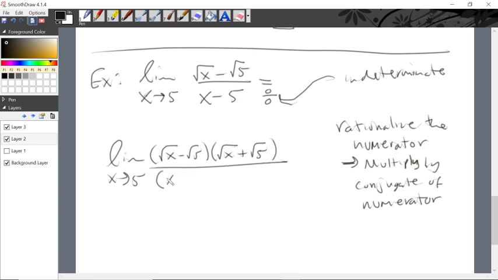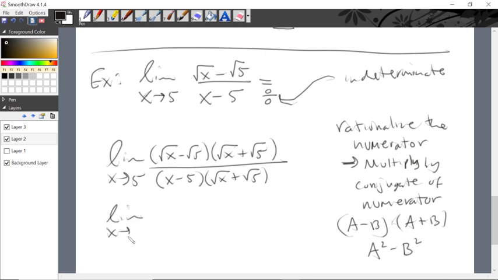And then we'd have to multiply the denominator by the same quantity. Right? So if we have an a minus b situation, we multiply by a plus b, because when we multiply those out, we get a squared minus b squared. The difference of two squares. So we'll do that right now. We'll multiply the numerator, foil it out. We get x minus 5 for the numerator.